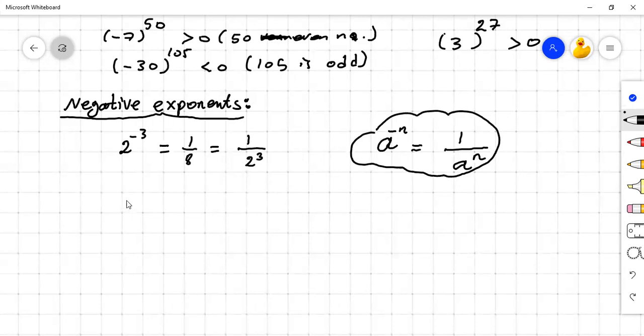Again, if we have, for example, 1 over 2 exponent minus 3. Again, if we use the calculator to calculate this number, it gives 8, which is equal to 2 exponent 3. And the formula is 1 over a exponent minus n is the same as a exponent n.